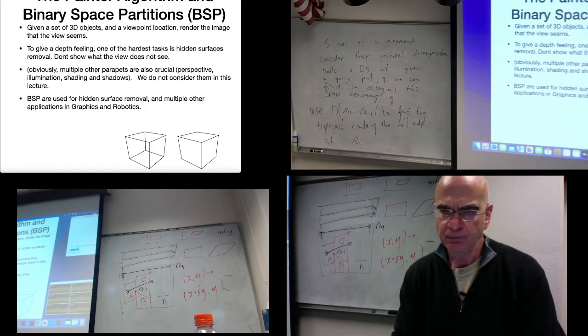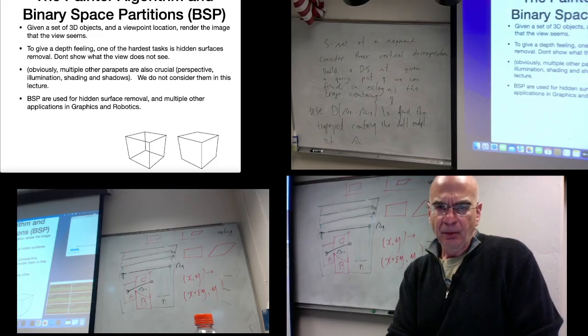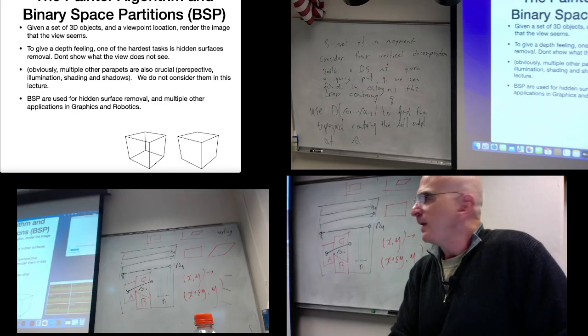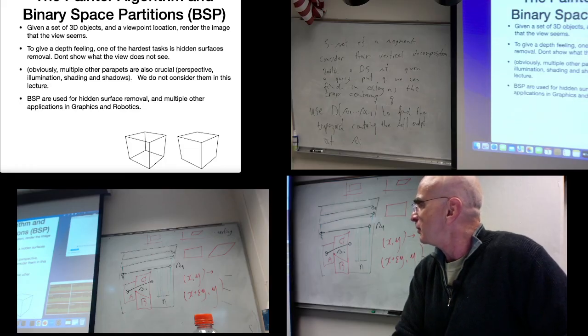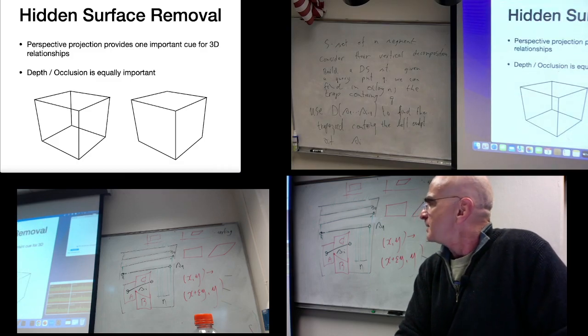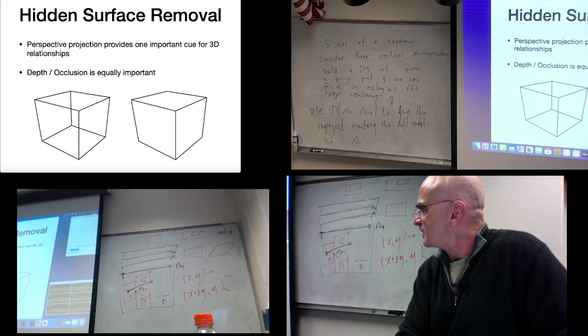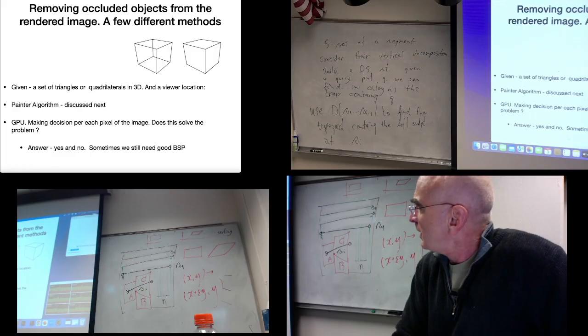So babysit Zoom. OK, so the input is a set of triangles and the viewer location, and I want to ask which items to remove, which surfaces to remove. Otherwise, you will not have any depth perspective of how this cube actually looks and if it's convex or concave and so on.